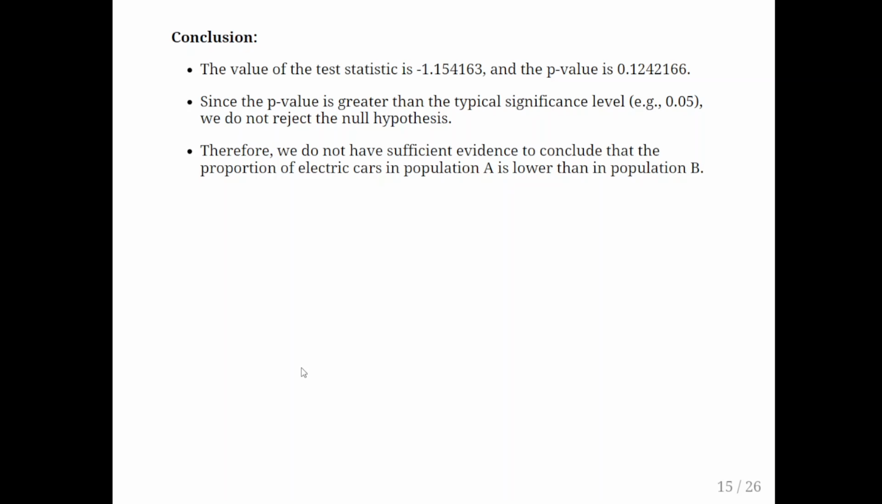Since the p-value is greater than the typical significance level, and it's a one-tailed test, so we're comparing it to 5%, in this case 0.05, we do not reject the null hypothesis. We do not have enough evidence to conclude that the proportion of electric cars in population A is lower than in population B. So I think we'll leave it there. Yeah, we're all done.